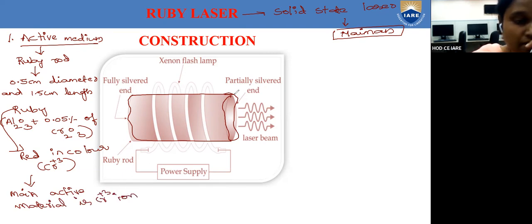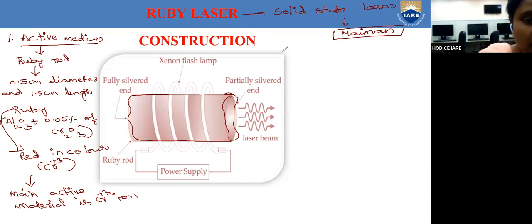Okay, so as you can see, I have taken a ruby rod. The dimension of the ruby rod is very small, and this ruby will appear red in color. Why? Because it is made up of aluminum oxide, into which we add a very small percentage of chromium oxide. Ruby is red because of these chromium ions, and these chromium ions are going to give us the actual laser light. So this is about the active medium.